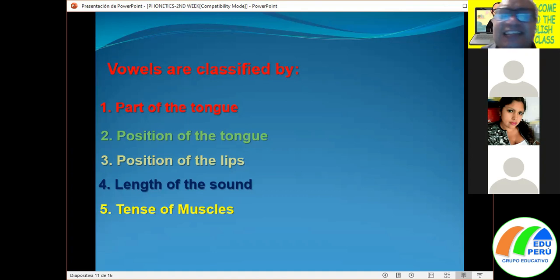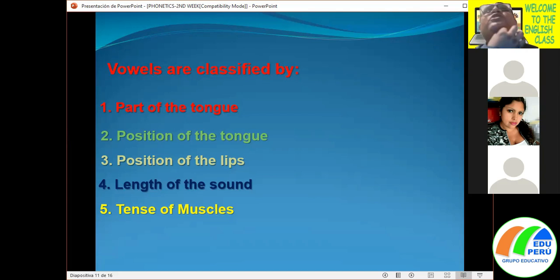Finally, we have the tense of muscles. So, teacher, how can I recognize the tense of muscles? It's very easy, and there is a rule. First of all, you need to place your fingers here below your chin. All right? And here you can notice a muscle below your chin. So this muscle will be tense or lax.